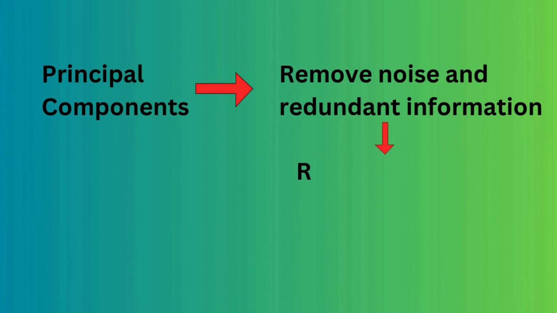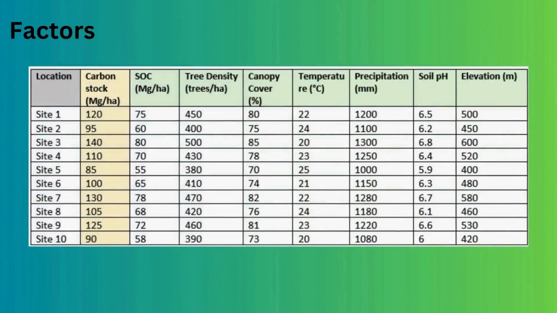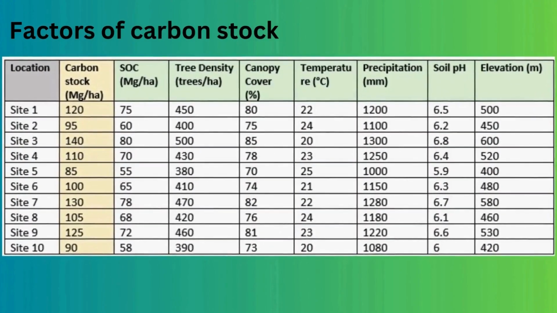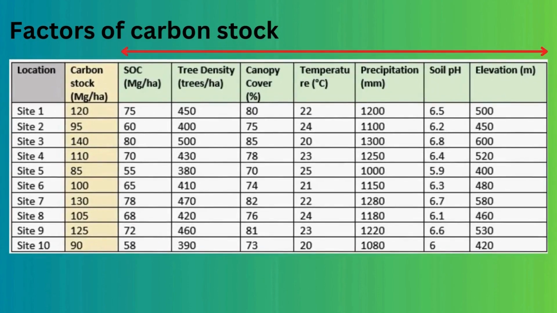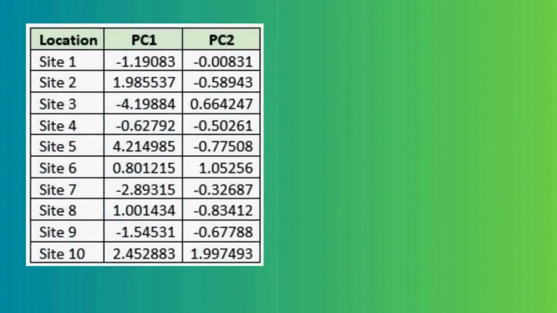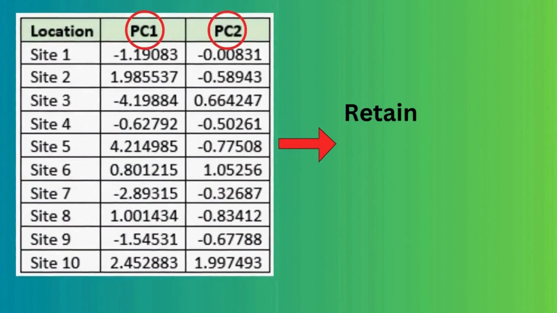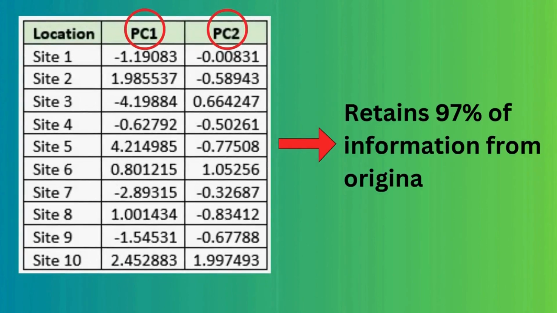So it reduces the dataset size, that means data compression. Check out this dataset. This original dataset represents the factors of forest carbon stock with 7 dimensions or 7 factors. By extracting principal components, I developed two principal components that retain almost 97% information from the original datasets. So this process removes noisy data and reduces the data size.